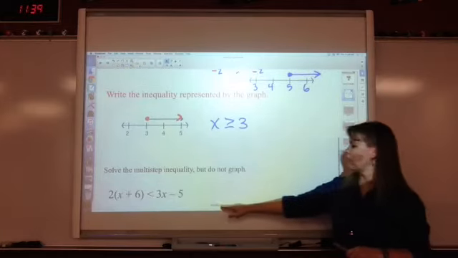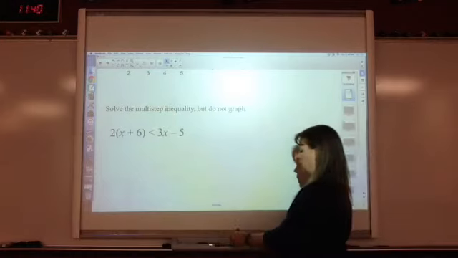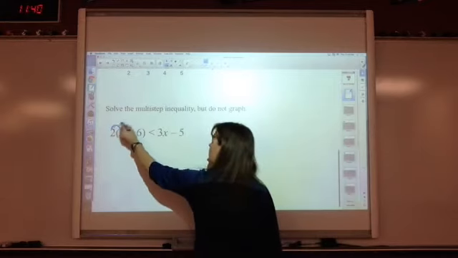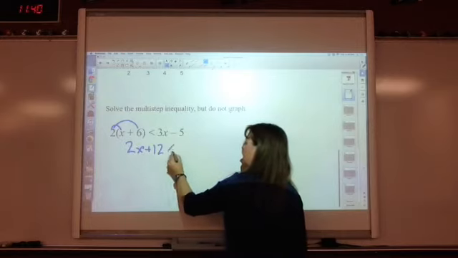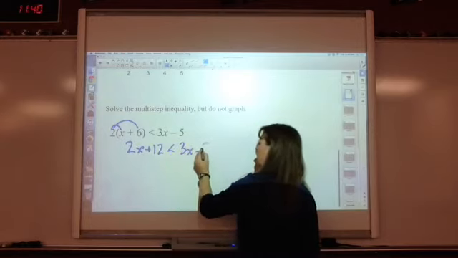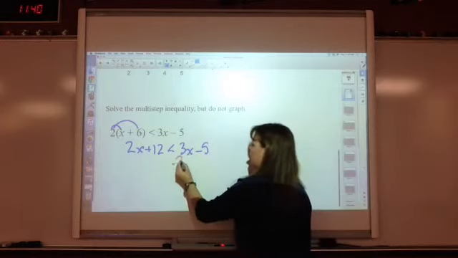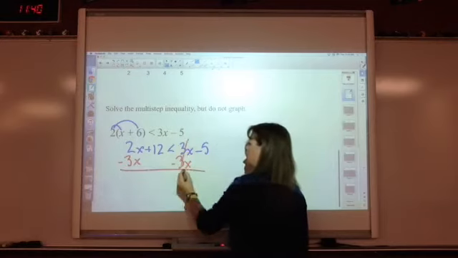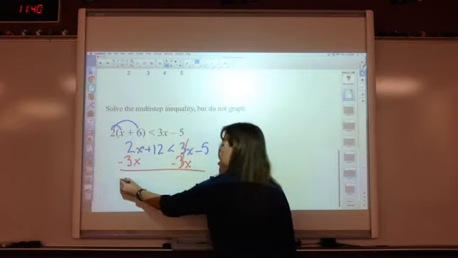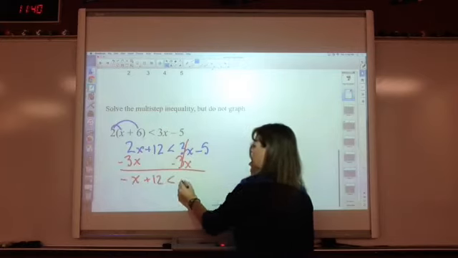We'll do one more practice problem because it's a little bit longer. A multi-step inequality that we do not have to graph. Get rid of those parentheses. Do the distributive property first. 2x plus 12 is less than 3x minus 5. From there, go ahead and minus your 3x over to the other side with the other x's, keep like terms together. 2 minus 3 is negative 1x. Notice I didn't write the negative 1, just the negative.